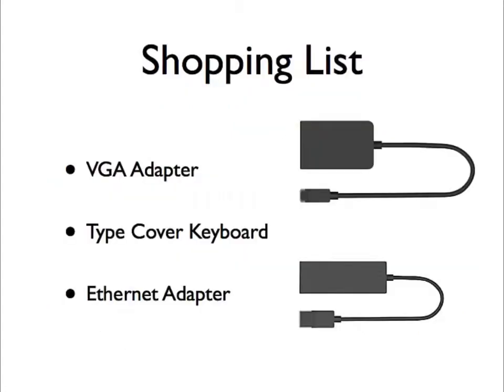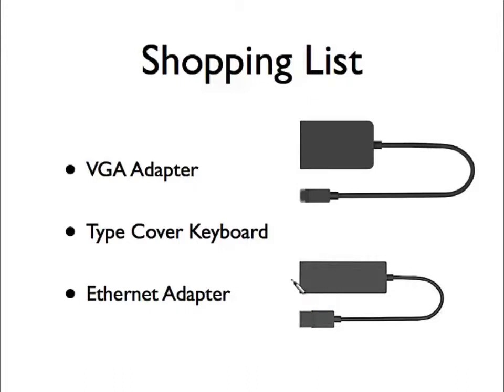So here's my shopping list. If you're getting the Windows Surface Pro, you also want to get a VGA adapter, and this will then allow you to use this device in the classroom using the projectors there. You'll want a type cover keyboard, and I'll talk about that in a minute. And then lastly, you may want to purchase an Ethernet adapter.